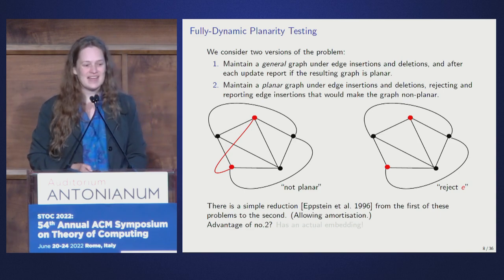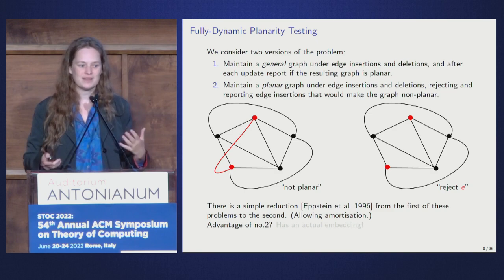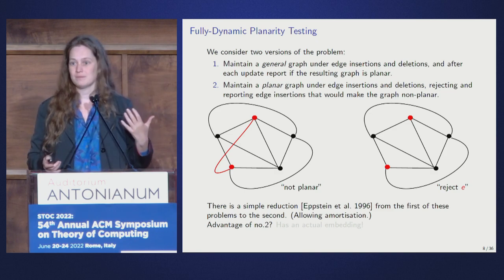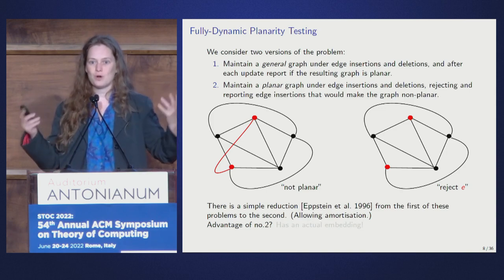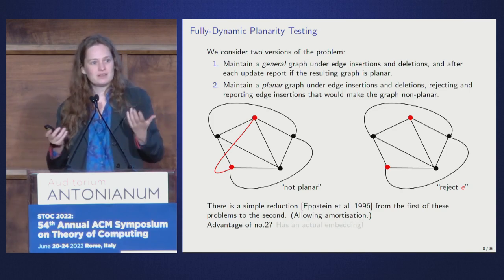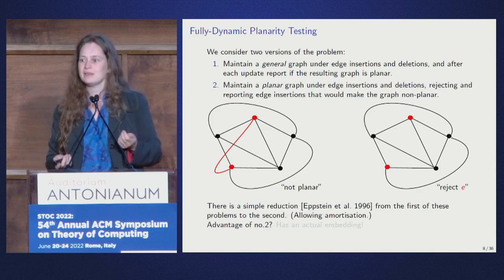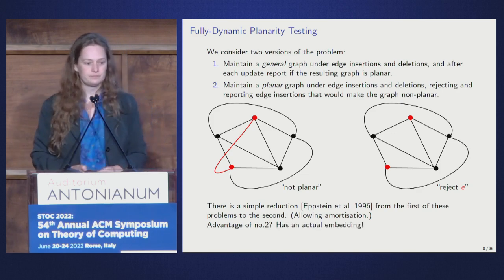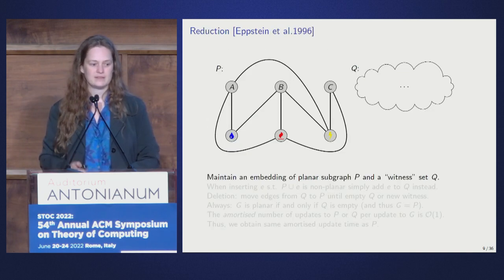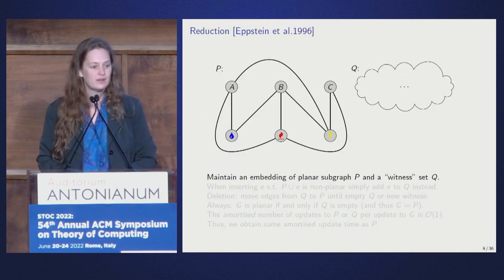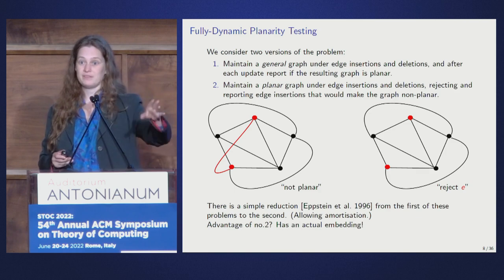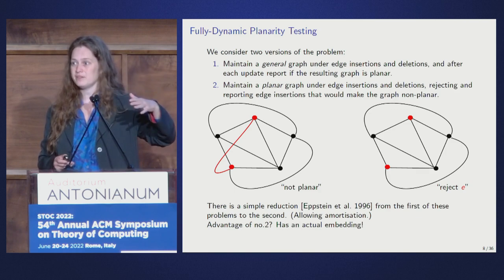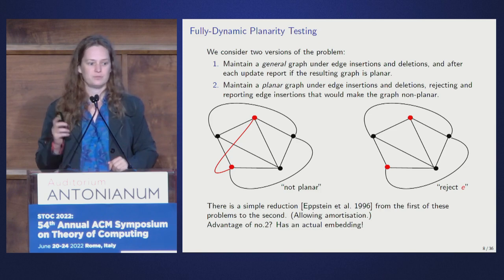So the advantage of the second one is, of course, that it is at all times planar. So you have an embedding. You may not want to update the entirety of the embedding, but you can update some information about the embedding and use that. Okay. So we're gonna actually have an embedding. So what is the reduction? So remember, I want to say that if you can safely just reject edges that violate planarity, then you can also answer the yes-no question.